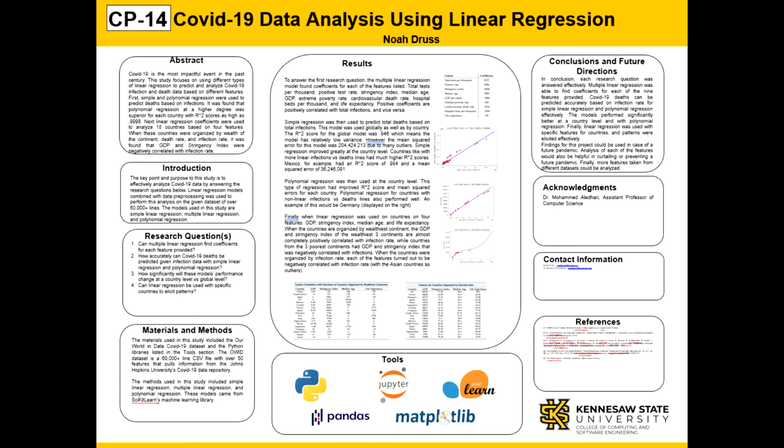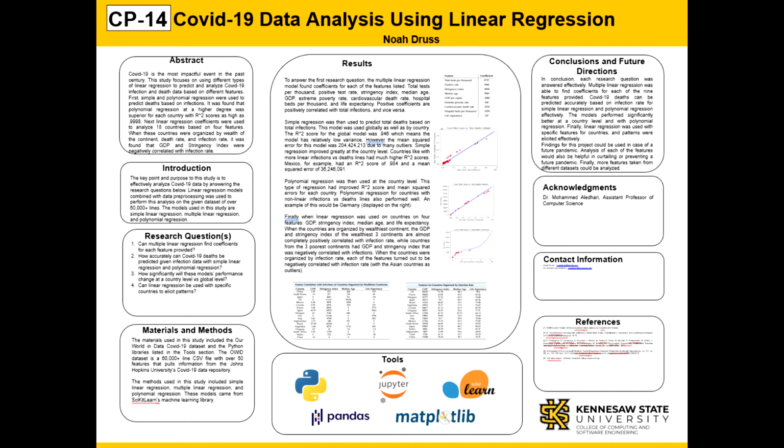1. Can multiple linear regression find coefficients for each feature provided? 2. How accurately can COVID-19 deaths be predicted from given infection data with simple linear regression and with polynomial regression? 3. How significantly will these models' performance change on a country level versus a global level? And finally, can we use different analysis methods to elicit patterns from the data?